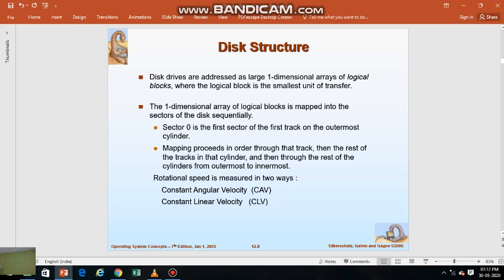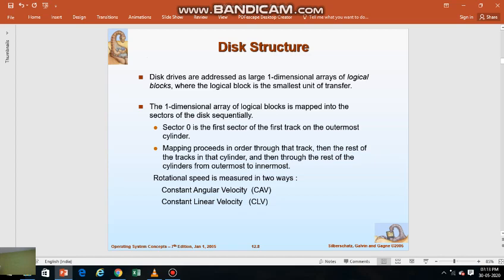So what we consider over here in a disk structure is the logical block, which is the smallest unit of transfer. In the last video we have seen that the smallest addressable unit was the sector. But when we talk about the logical blocks, the logical addresses or the logical spaces, it is the block which we call the smallest unit of transfer.